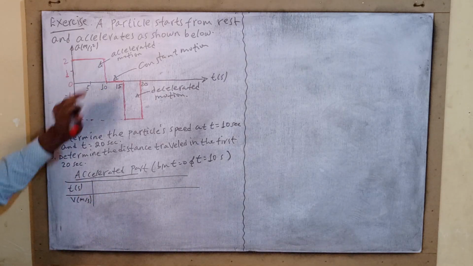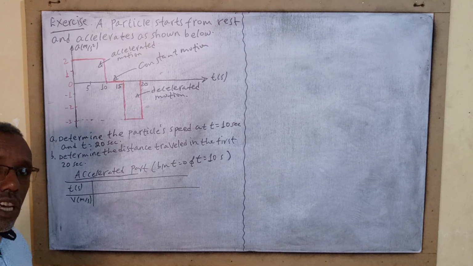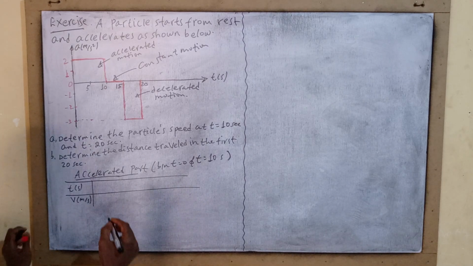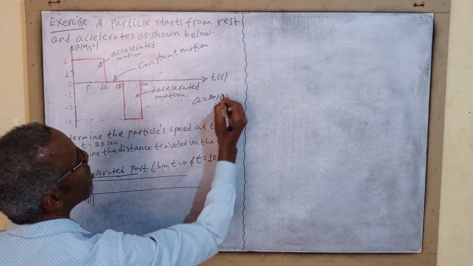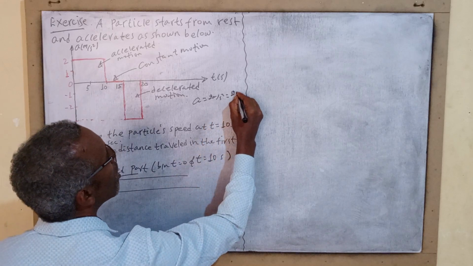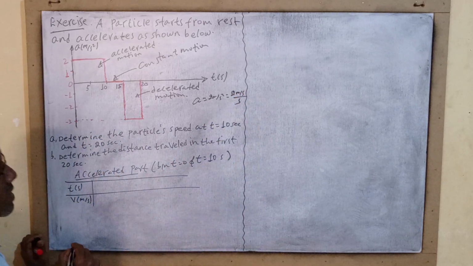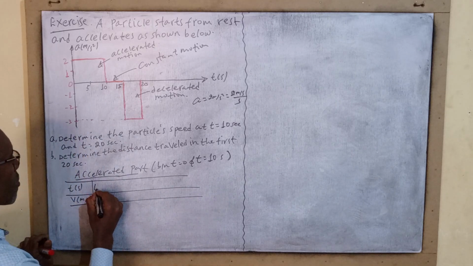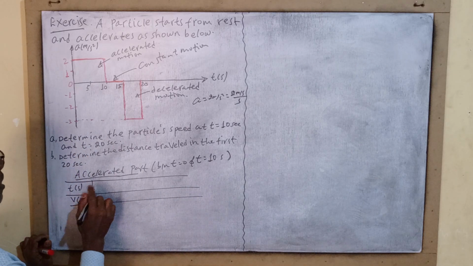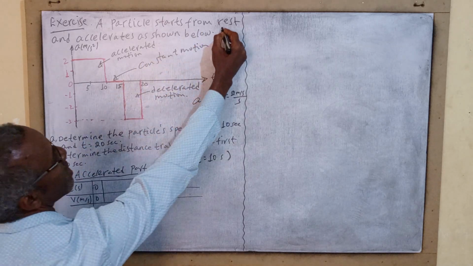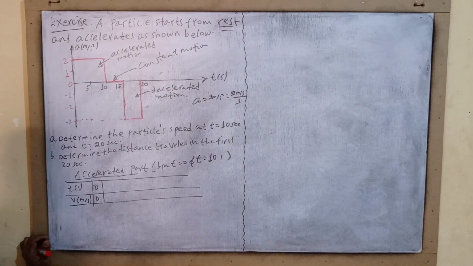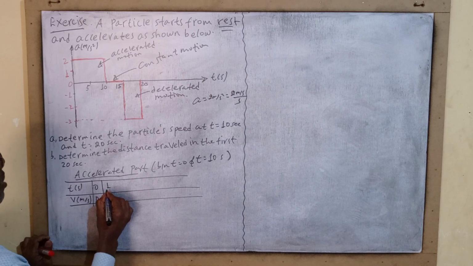Acceleration is equal to 2 meters per second square means the particle increases its speed 2 meters per second every second. Therefore, at t is equal to 0, the particle velocity is 0 because the particle starts from rest. After 1 second, the particle increases its speed by 2 meters per second. Therefore, when t is equal to 1 second, the particle's velocity is 2.